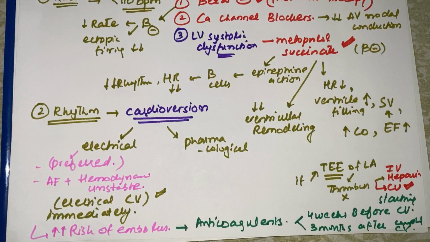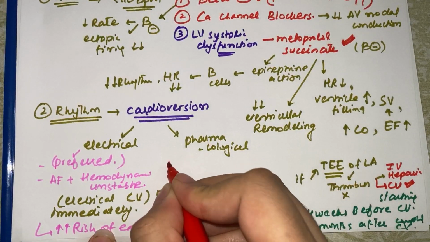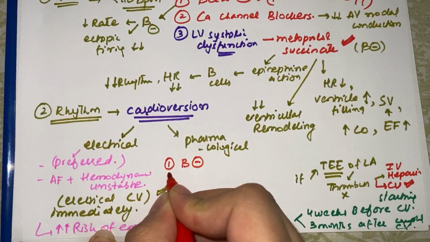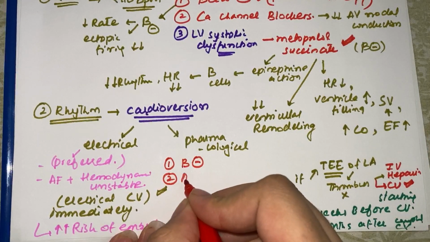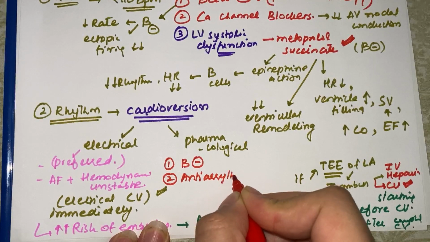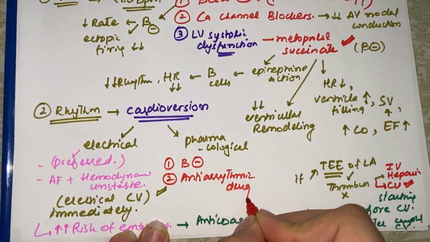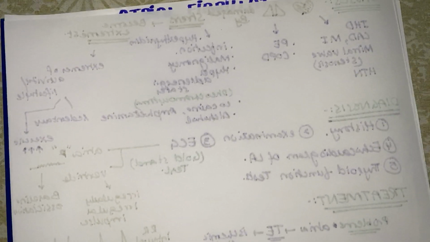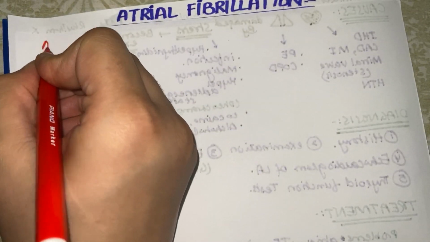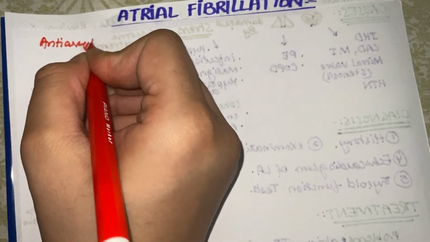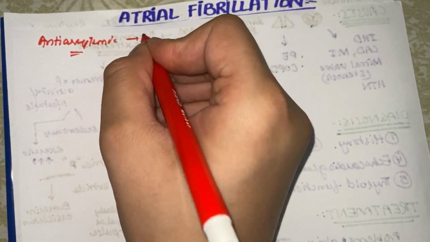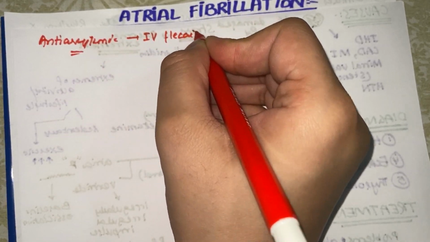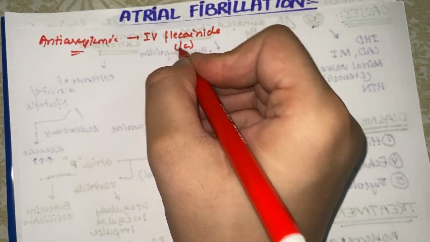Okay, now coming to pharmacological cardioversion. What are the options we have? Of course, first are the beta blockers, second are the antiarrhythmic drugs. I'll discuss these antiarrhythmics on the next page. Talking about these antiarrhythmics, we have two options. One is IV flecainide, which is a class 1C antiarrhythmic drug.